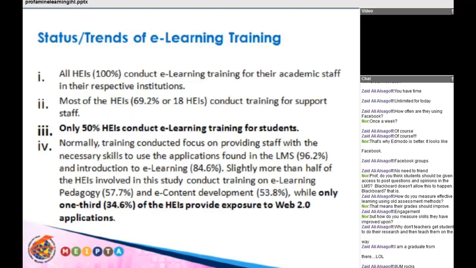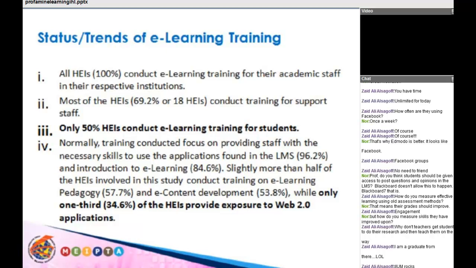Okay, let's move on. Now let's look at training. It is interesting that all universities conduct some kind of training, however not all universities conduct training for students and for support staff. We are assuming that students will be able to pick up, but from my experience this is not true. Students need to be given a short training, a brief introduction to e-learning and the system used.